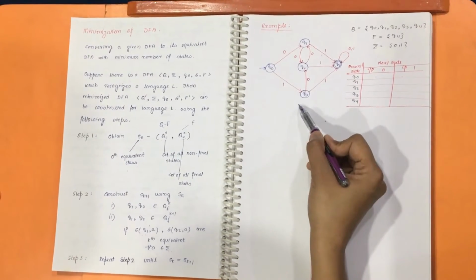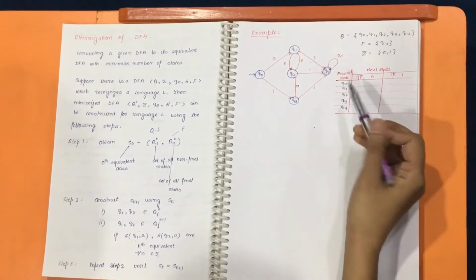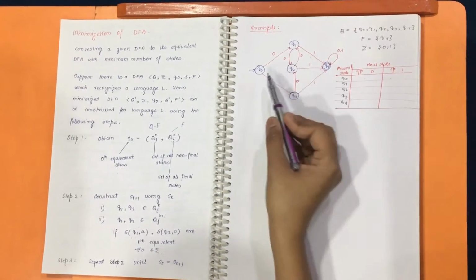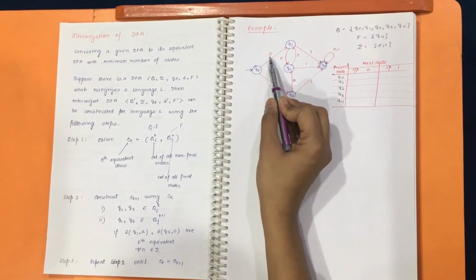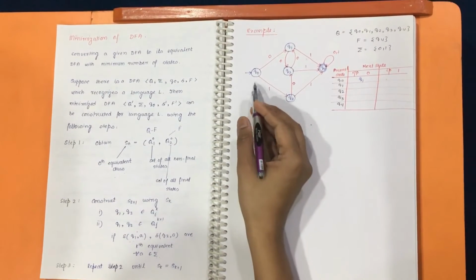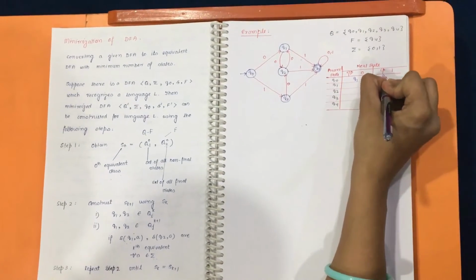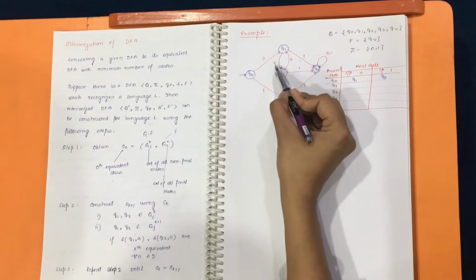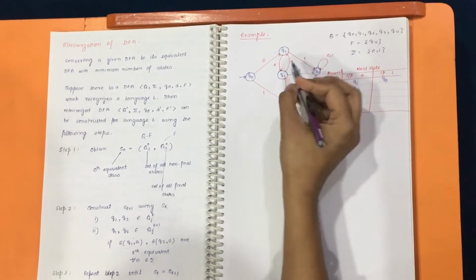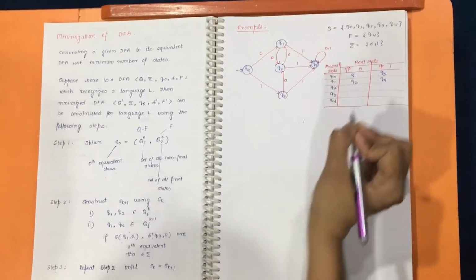For this given DFA, we can easily plot the transition table. In this transition table, this is the present state and here we can mark the next states. At Q0 for input symbol 0, the next state is Q1, so we write Q1. At Q0 for input symbol 1, the next state is Q3, so we write Q3. At Q1 for input symbol 0, the next state is Q2, so we write Q2. At Q1 for input symbol 1, the next state is Q4, so we write Q4.